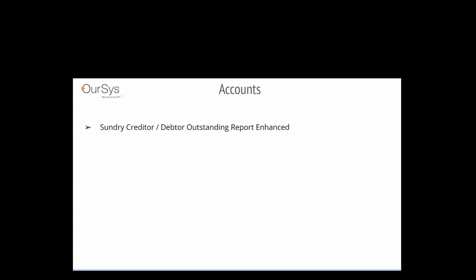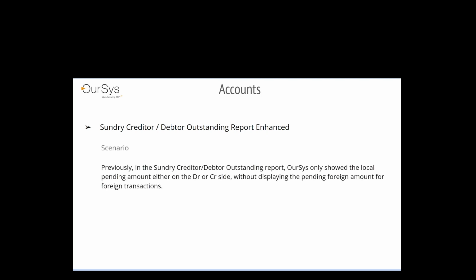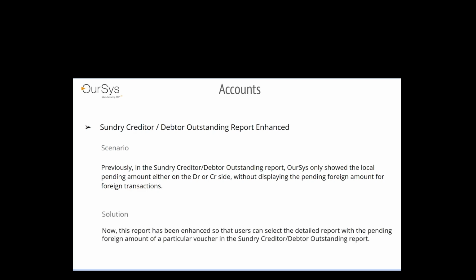Moving to the next, sundry creditor and debtor outstanding report enhanced. So earlier in the sundry creditor and debtor outstanding report, OurSys only displayed the pending local amount on the debit or credit side, not the foreign amount outstanding. So in this version, we have improved this report. Now the user can get the detailed report to see the pending foreign amount for a specific voucher in the sundry debtor and creditor outstanding.